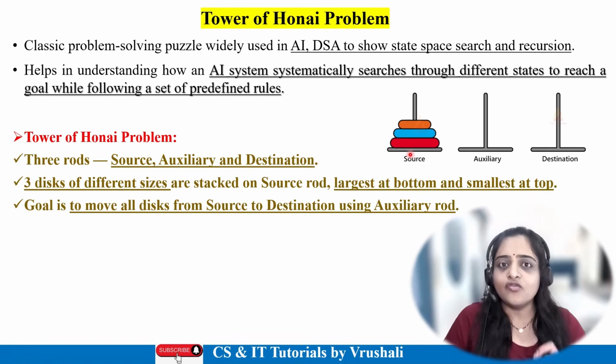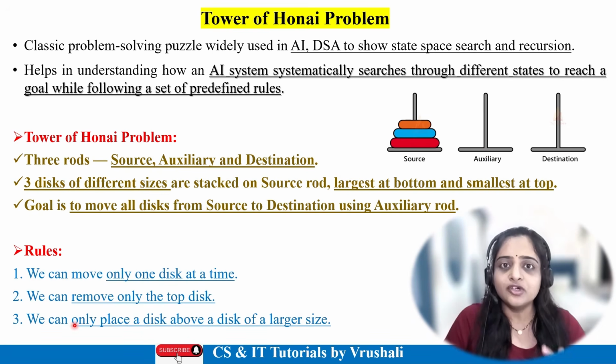Now let's understand what exactly the Tower of Hanoi problem is. There are a total of three rods: source, auxiliary, and destination. There are three disks from smaller to larger, with the smaller on top and the larger disk at the bottom. Your goal is to move all these disks from source to destination by using the auxiliary rod.